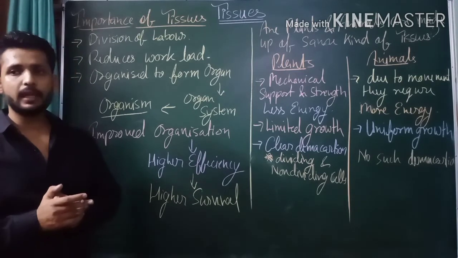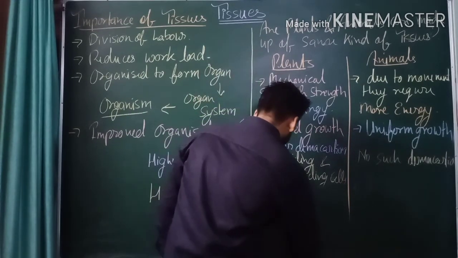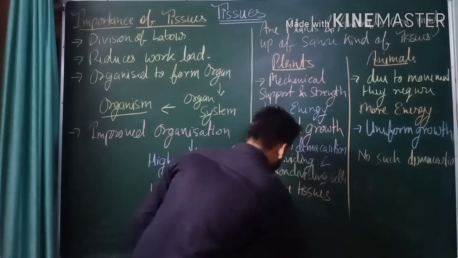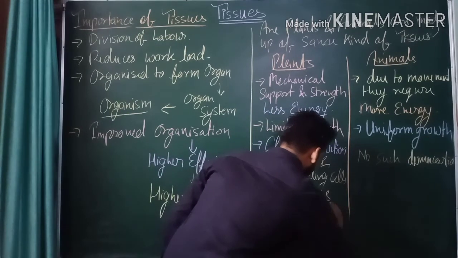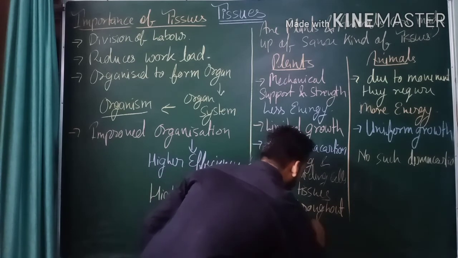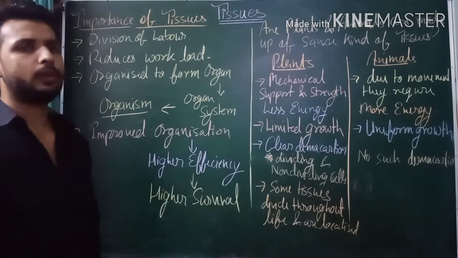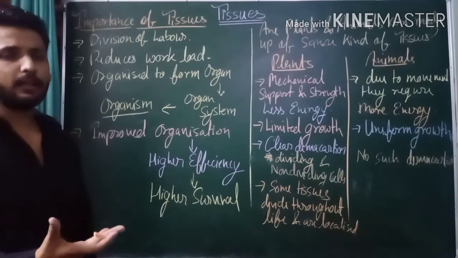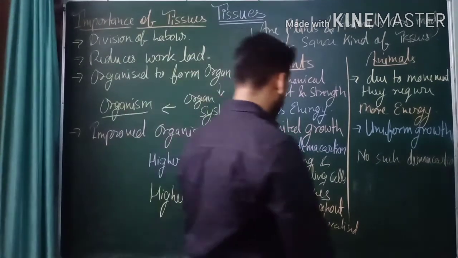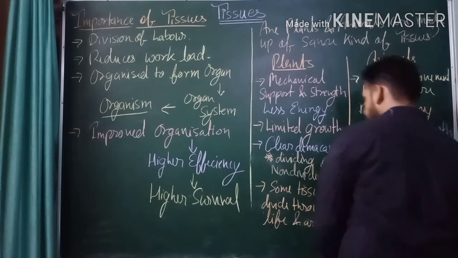Got it? Next, some plant tissues divide throughout their life and are localized. Like meristematic tissues, they divide throughout their life and they are present at a particular position only, like the root or shoot tip, right? But here there is no such division. Got it?